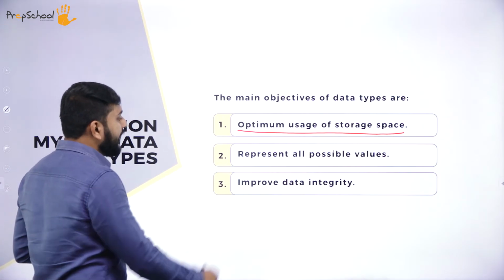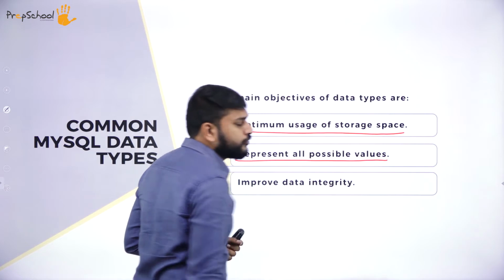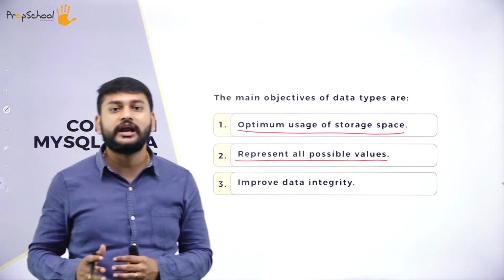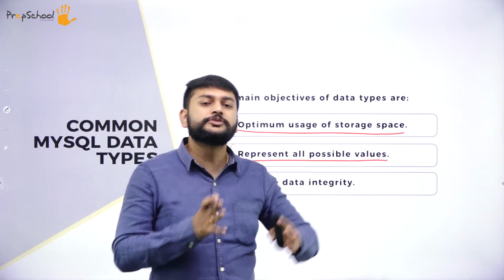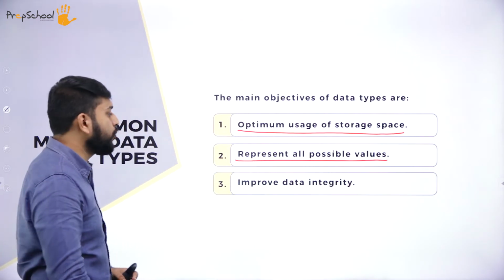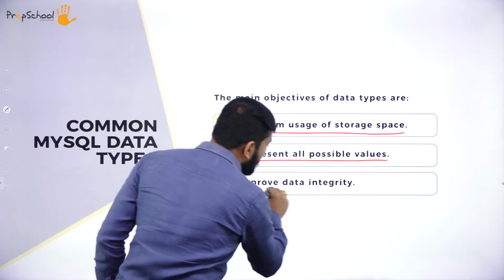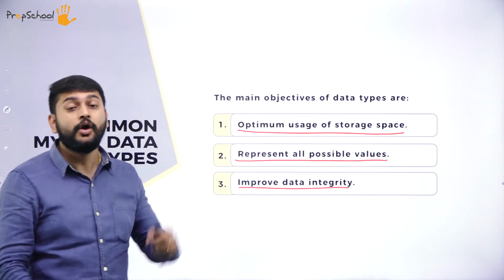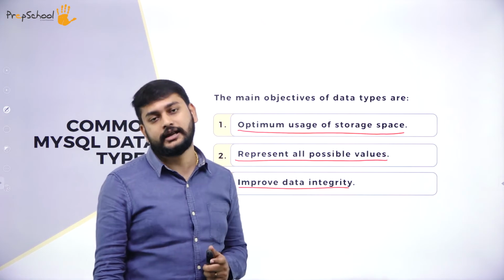So what is the next one? It represents all possible values. With the help of data types, I can store all possible values. That is one more advantage that I have. It improves the data integrity. These three important points tell me why I should have the data type.